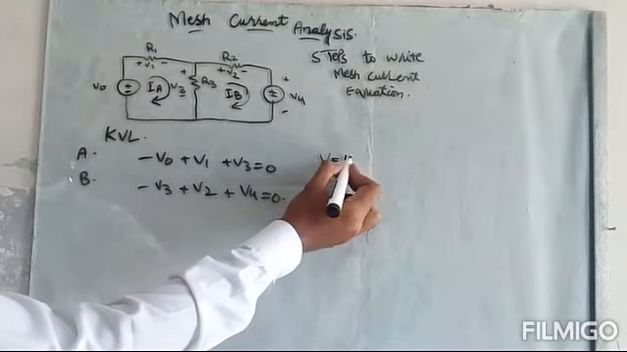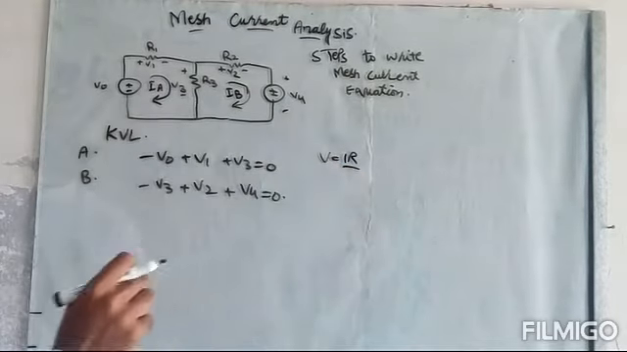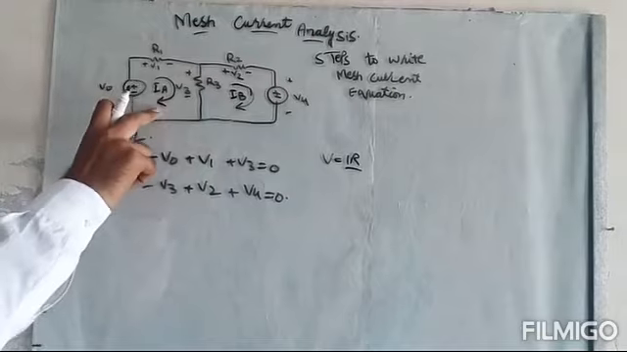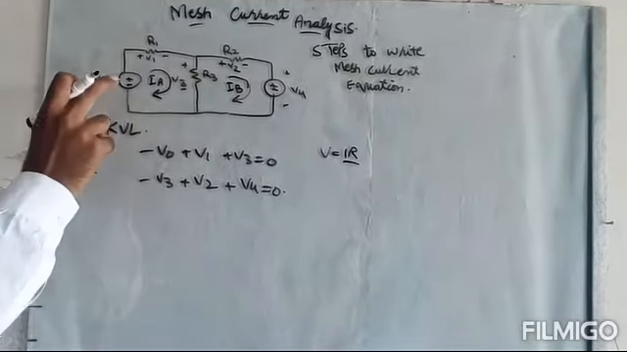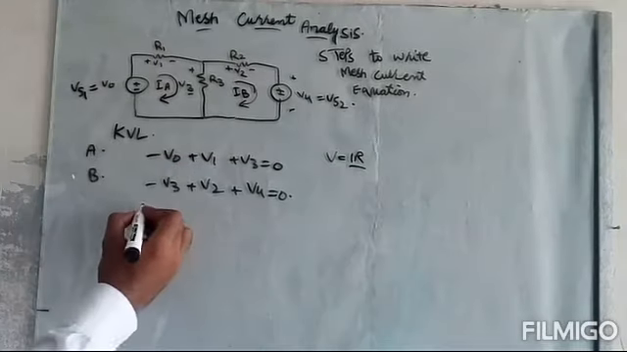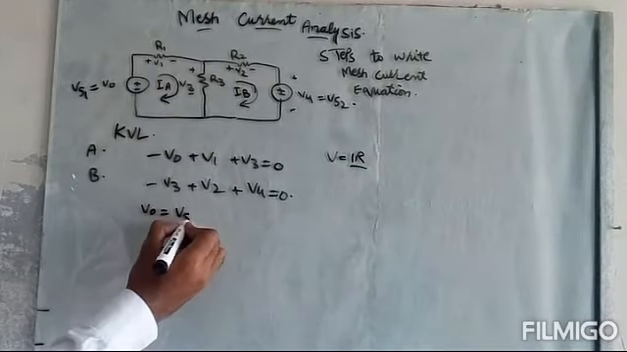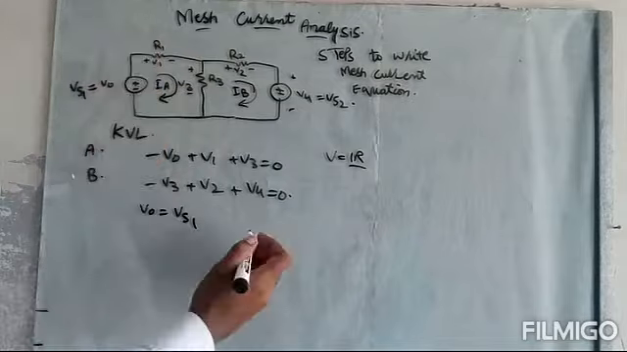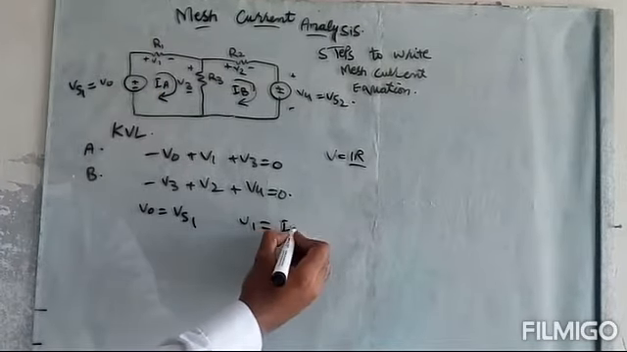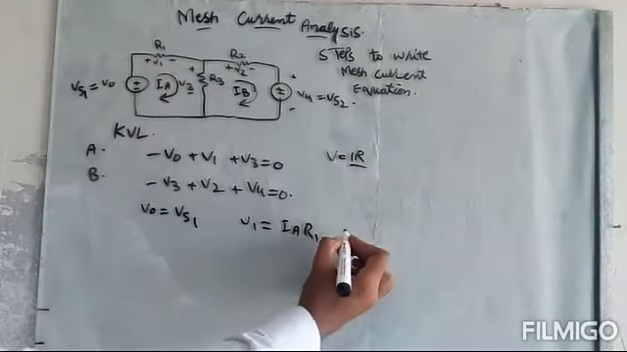V is equal to IR in this form, IR form. And from there we will see the value of IA and IB. So V0 will be Vs1, this is the source voltage. V1 is equal to IA multiplied by R1, IA R1.